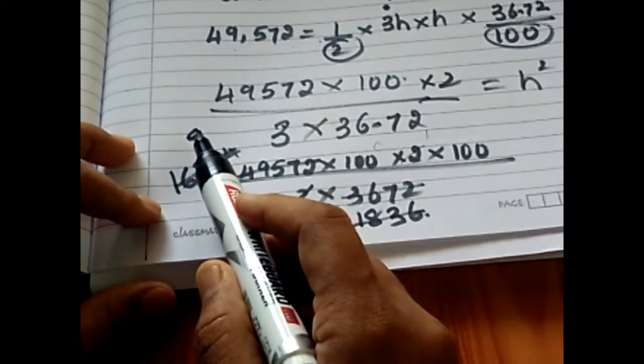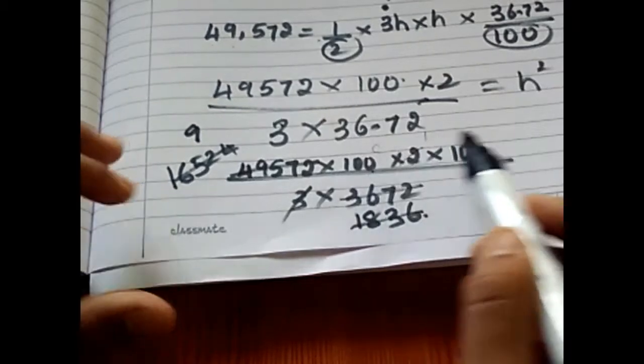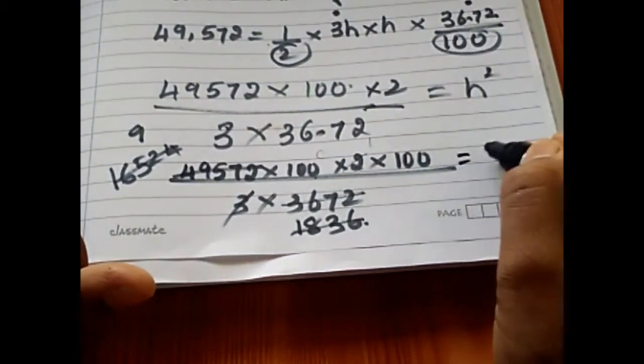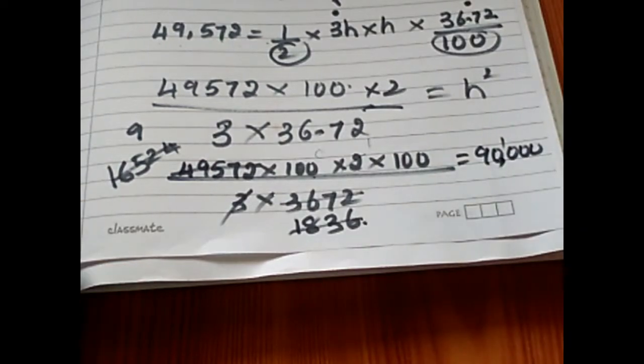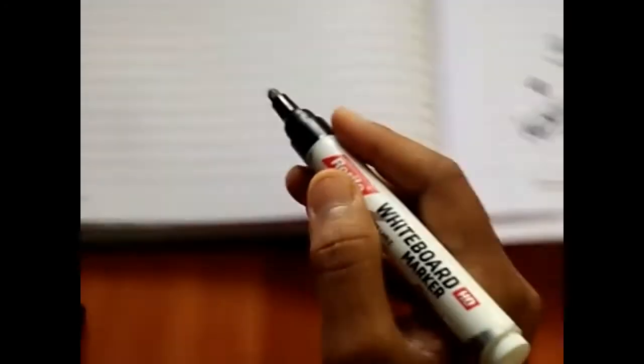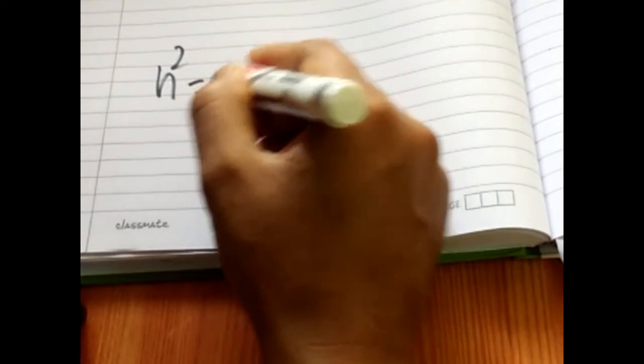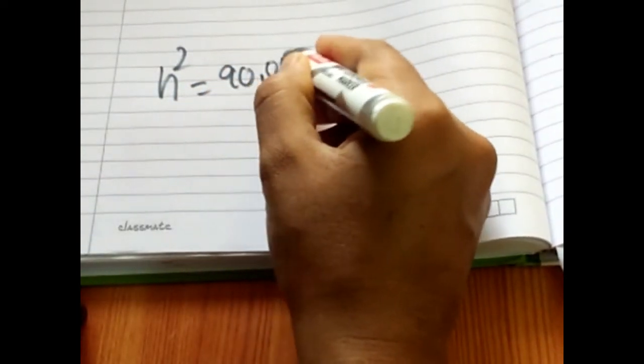Now what is remaining? 9 into 100 into 100, that is equal to 90,000. Now what happened? We got h square, that is height square, as 90,000.